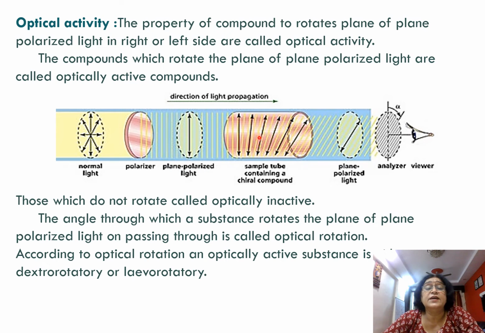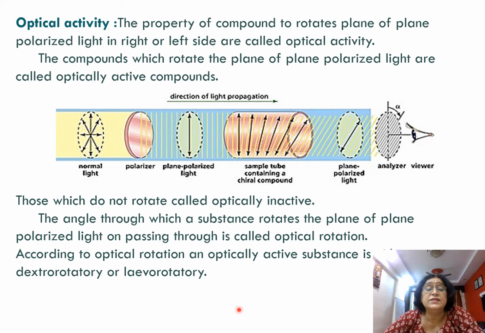And when this plane polarized light is passed through the sample tube that contains the organic compound having a chiral carbon, then it rotates the plane polarized light in the right hand direction or in the left hand direction. If it rotates in the right hand direction, it is called dextrorotatory, and when it rotates in the left hand direction, it is called levorotatory. Those which do not rotate the light are called optically inactive. The angle through which they rotate the plane polarized light on passing through it is called optical rotation, and according to the optical rotation, an optically active compound is dextrorotatory or levorotatory.